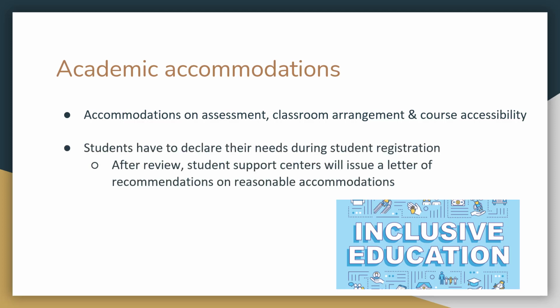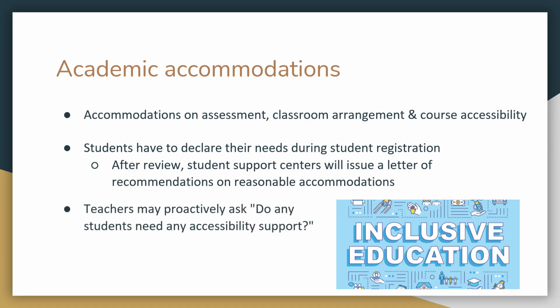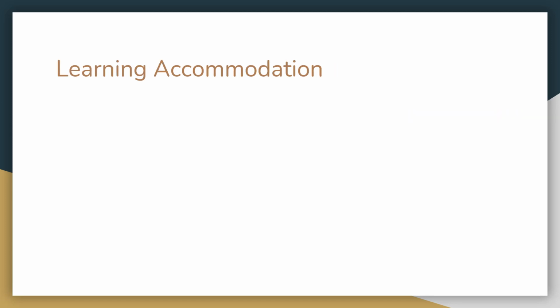In general, students need to declare their conditions and needs during student registration. After reviewing students' registration, the student support team can issue a letter of recommendations on reasonable accommodations in HKU, that is LoRa, to the respective faculties and the examination office for approval and implementation. We also encourage teachers to ask all students whether they need any accessibility support. As illustrated in another video on instructional design for inclusive learning, teachers can design a course that is accessible to SEN students and all students.